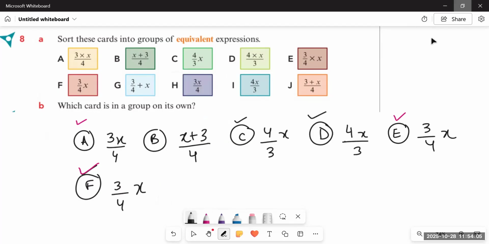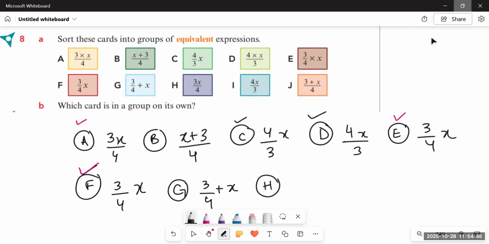And then comes G, that is 3 over 4 plus x. Okay. So we will write it over here, 3 over 4 plus x. And when we add them up, we have to make the denominators the same because the denominators are different over here. It would become 3 plus 4x upon 4. And that's not equivalent to any of the remaining fractions from A till F. Let's move to part H. And always remember that x plus 3 over 4 and 3 over 4 plus x are both different. I'll show you the difference.